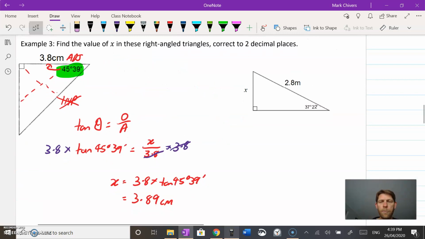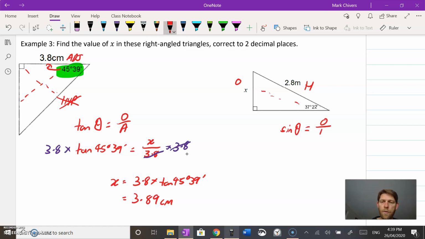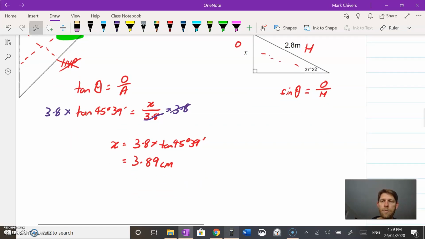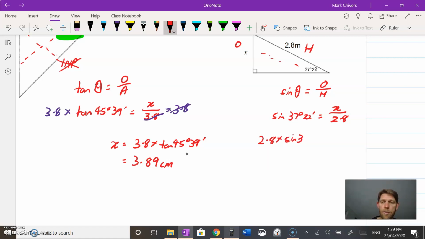Okay, so a little bit quicker this time. We've got the opposite side. We've got the hypotenuse there, the two we're interested in. I don't care about that adjacent side. There's no information of any value there. So the opposite over the hypotenuse, that's going to be sine. So sine theta equals the opposite over the hypotenuse. So let's substitute in what we know. Sine of 37 degrees, 22 minutes equals x over 2.8. We multiply both sides by 2.8. We're going to end up with 2.8 times sine 37 degrees, 22 minutes equals x.